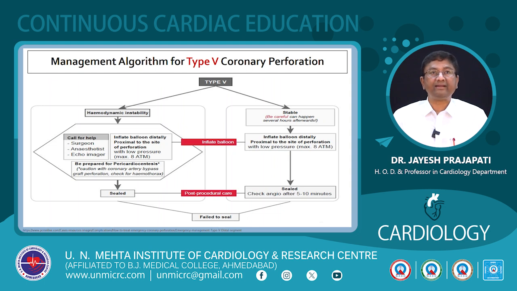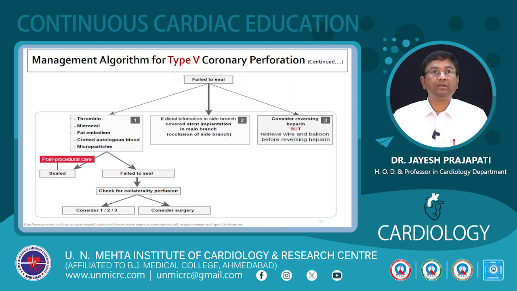Type 5 is usually recognized late, and gradually there is a collection, and it is a wire-related perforation. Once we notice it on the table, we have to inflate the balloon distally and stop the flow. Most of the cases, flow stops. There are various techniques to seal the distal perforation that I am going to discuss.